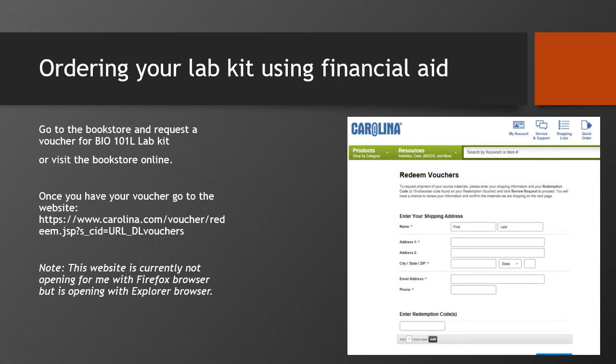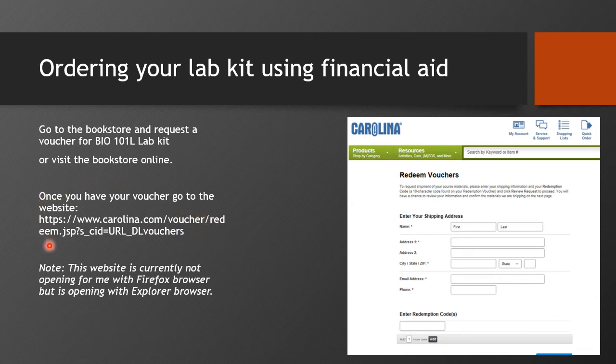The other way, like I mentioned, to order your lab kit is using financial aid. You can either go to the bookstore online and do it online, or you can go to the bookstore in person and say that the course you want to order the book for is Bio 101L. You can use your financial aid if you have that option available, or cash through the bookstore, to get what's called a voucher. The voucher will just give you a code, and you will go to this website here.